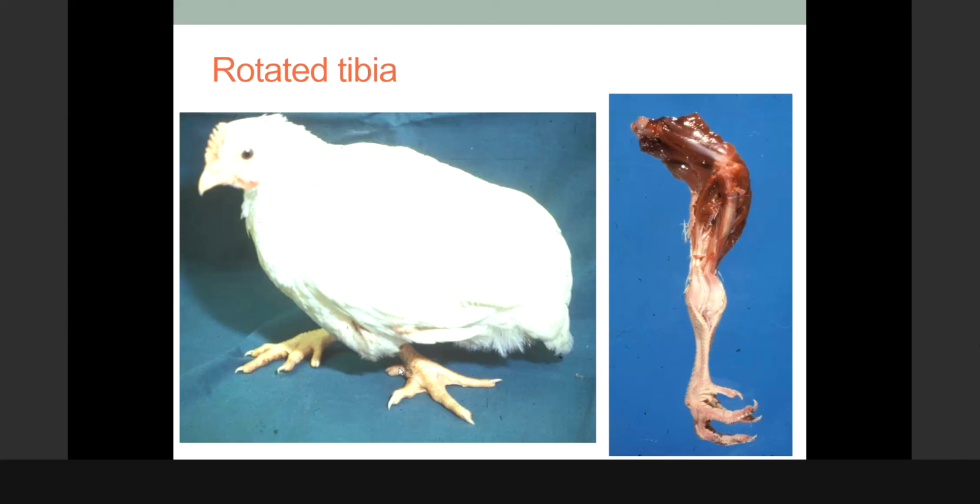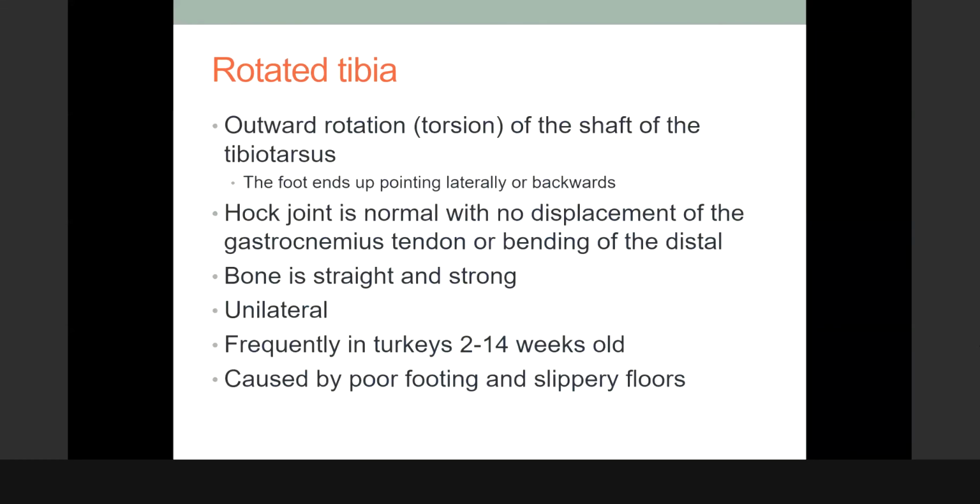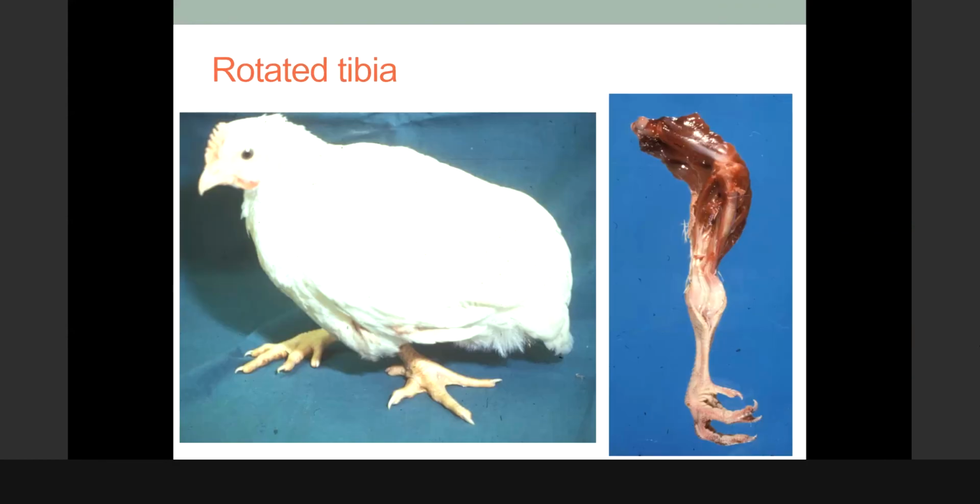The leg is just pointing outwards. If you see here, look at the bone, the normal bone looks like this. Okay? And then rotated tibia is just twisting. It's not a fracture or anything. The tibia just rotates to the side. Or the head here rotates to the side. So the leg will be pointing this way. Okay, it's a rotated tibia. This is something spontaneous. It's not a problem if you see this. You can still eat the chickens or the turkeys. They will grow normally. It's just something that you'll see.